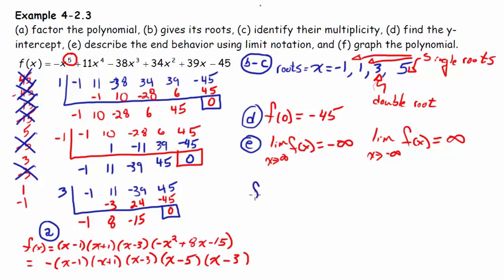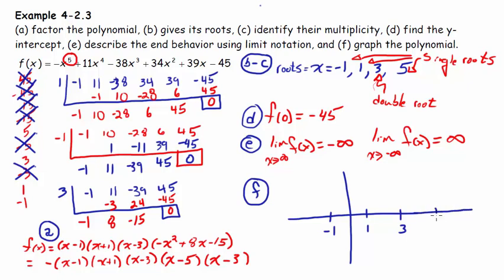Alright, and now let's see if we can put all this back together and graph this. Alright, so I have a root here at negative 1, 1, 3, 5, and then a y-intercept way down here at negative 45. Okay, because I have an odd degree with a negative leading coefficient, I know that I'm going to be going down on this end, up on this end.